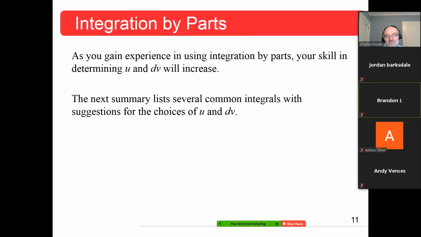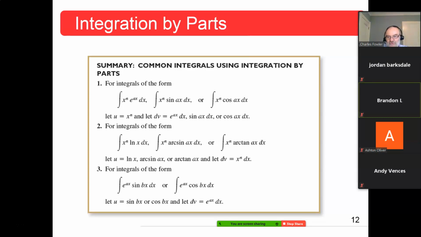I think you're already well along the way there. The next summary lists several common integrals with suggestions for the choice of u and dv. So here's that thing, and this is, like I said, top part of page 528. This is your summary. I don't think I need this anymore.